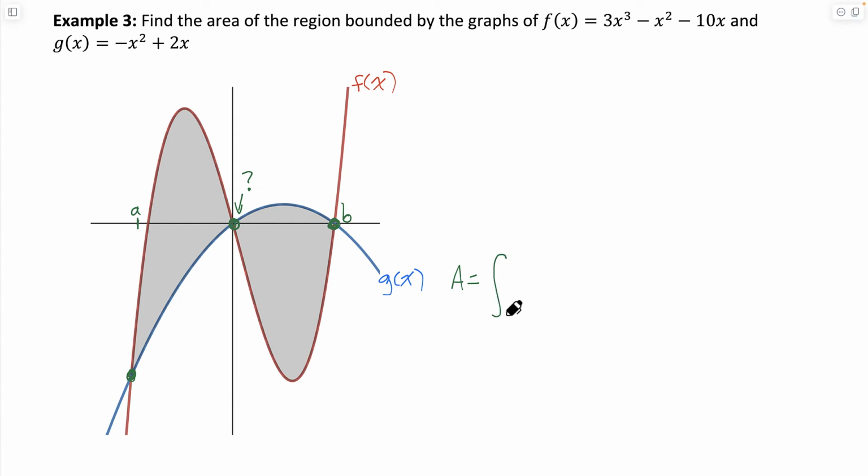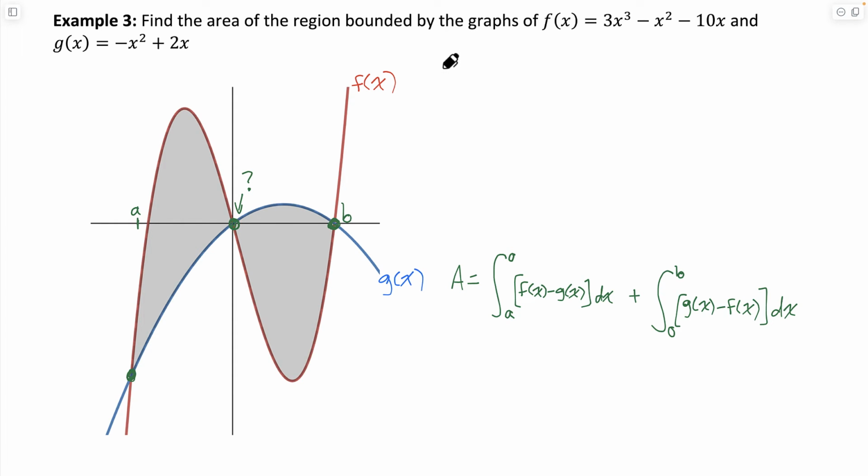I'm going to have to do the integral from a to 0 of the top function minus the bottom function, so f(x) minus g(x) dx. And then to that, I'm going to have to add the definite integral from 0 to b, but this time of g(x) minus f(x), because we always have to do the top function minus the bottom function. So we're going to have to find those a and b values, and I'm guessing that middle one is at an x value of 0. It sure looks like it. Maybe it's just really close. We'll see when I find the points of intersection of these two functions.